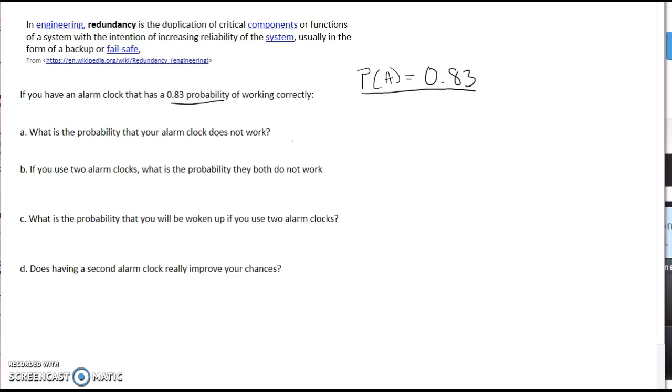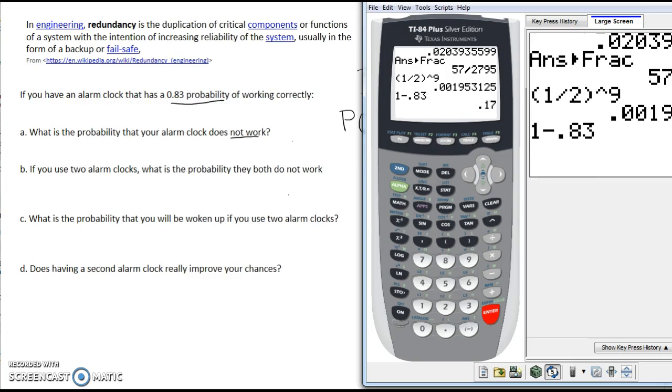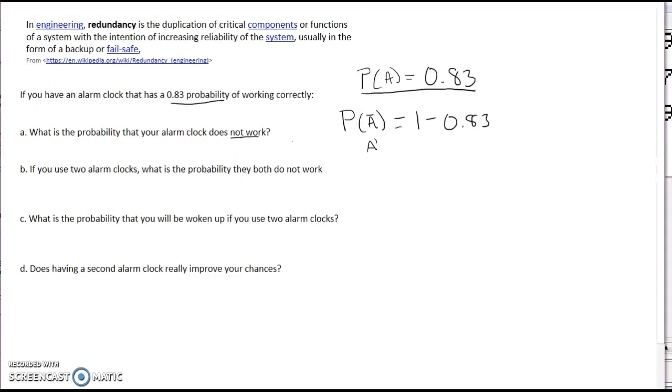So it says, what is the probability that your alarm clock does not work? This is the complement. So we are finding the probability that A does not work. You might also see the complement written like this, depending on what research you're looking at. But we do that by doing 1 minus 0.83. So 1 minus 0.83 gives us 0.17. So the probability that your alarm clock does not work is 0.17.